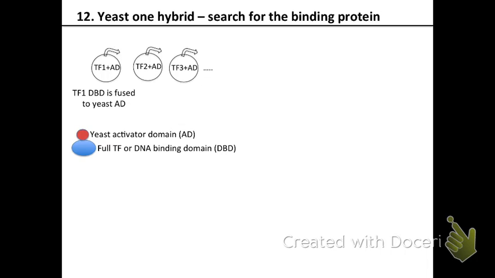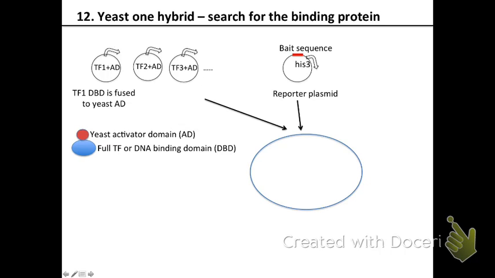Okay? These libraries do exist, so you make that. So you take each of these plasmids and you transform it into the yeast that contain the reporter plasmid, right? And the reporter plasmid basically has your reporter here and then your sequence that you want to see which of these transcription factors are binding to, right? And we call this a bait sequence because we're going to use this bait to fish out the transcription factor that it binds. Does that make sense so far?